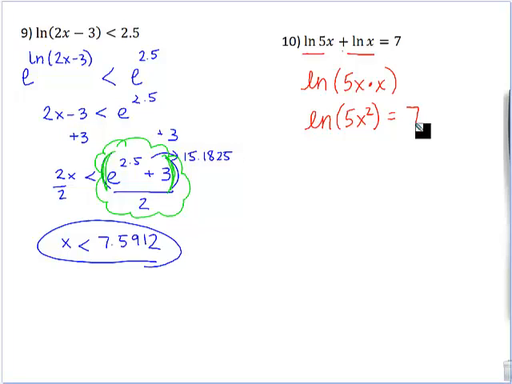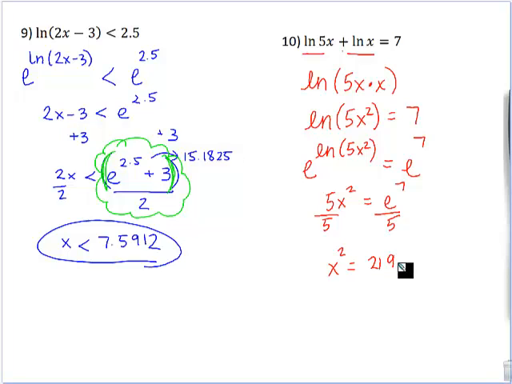Once again, we could now put those values in the exponent of e. So e to the natural log of 5x squared is equal to e to the 7th. This simplifies down to 5x squared is equal to e to the 7th. Divide both sides of the equation by 5. So if you take e to the 7th and divide it by 5, you have an x squared value of about 219.3266. So that's what x squared is equal to.